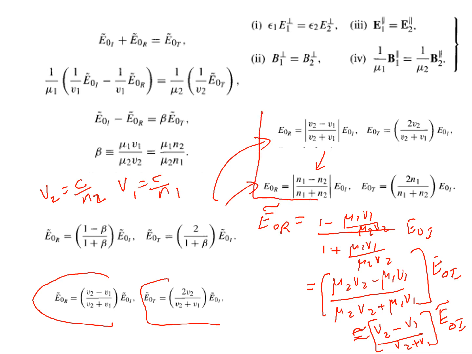So we got the expressions for the reflected and transmitted amplitudes in terms of the incident electric field and magnetic field, in terms of velocities or in terms of refractive indexes n1 and n2. These are the expressions. E0T is 2 n1 by n1 plus n2 times E0I.